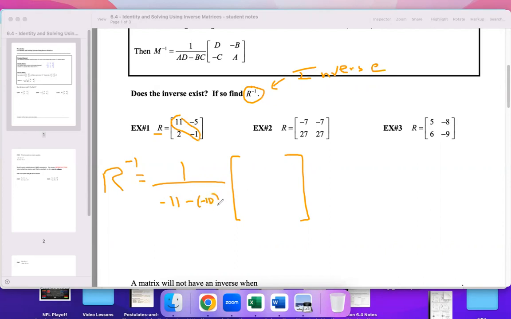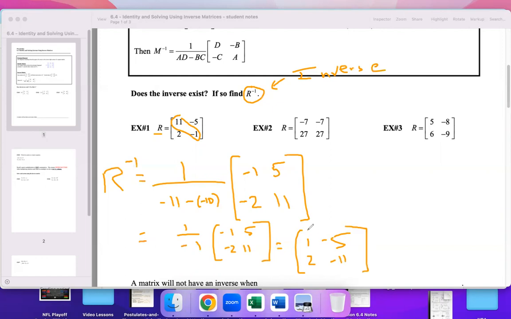That's part of the formula that you see up above. And then you have to swap these terms and change the signs of the other ones. So now that becomes 1 over -1. -1, 5, -2, 11. Distribute it, that should be pretty easy. That should be what, 1, -5, 2, and -11. Oh, that's not. So there's inverse.